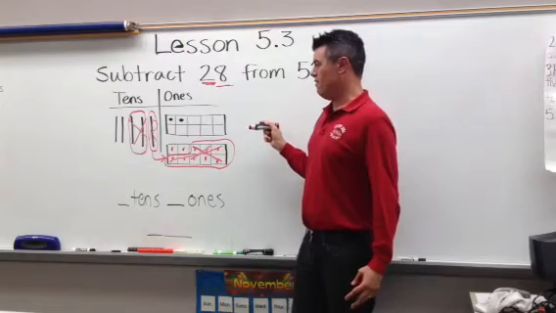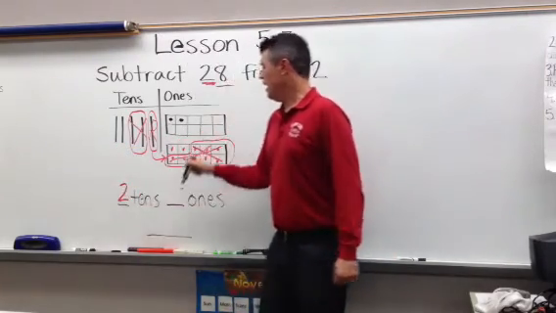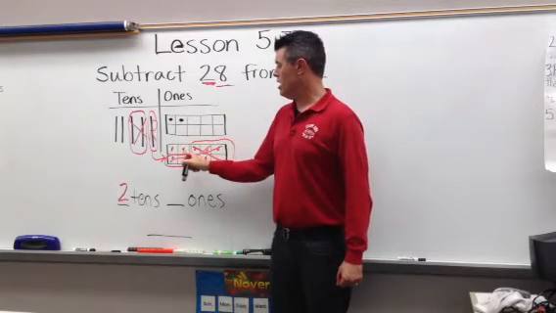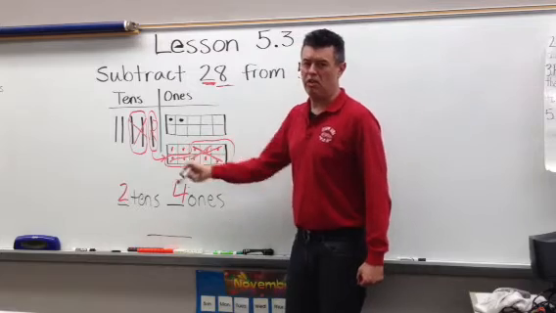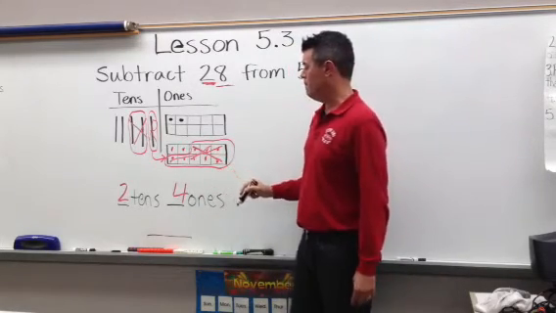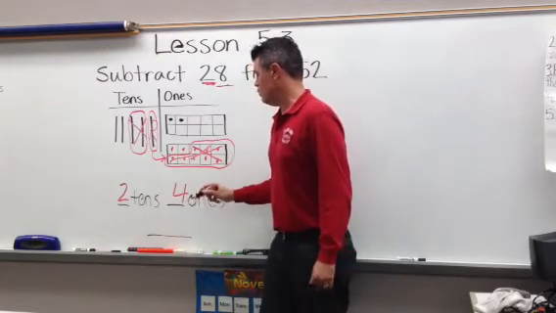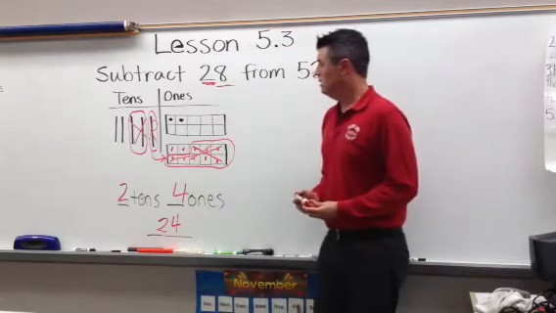So what do we have left over? Well, we have 1, 2 tens and 1, 2, 3, 4 ones. There were a lot of errors in counting how many of the ones were left just because of the way they were drawing and crossing out, so keep an eye on that. And what do you get when you have 2 tens and 4 ones? You get 24. All right?